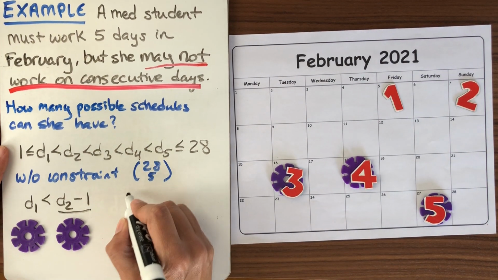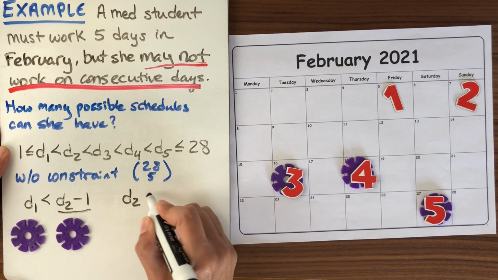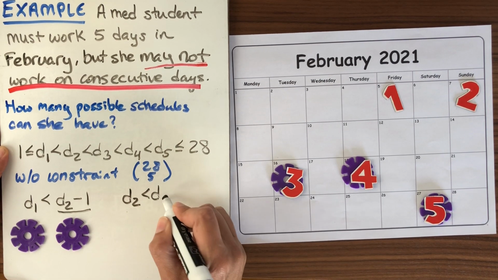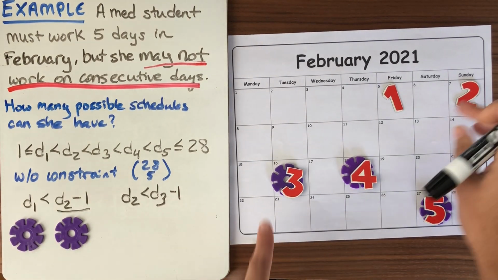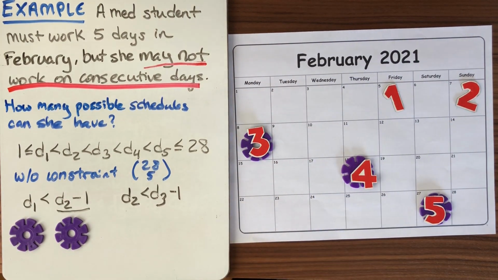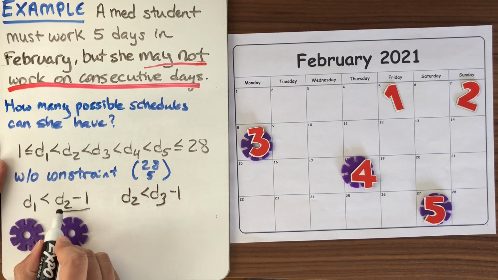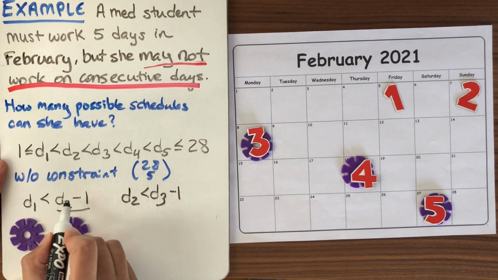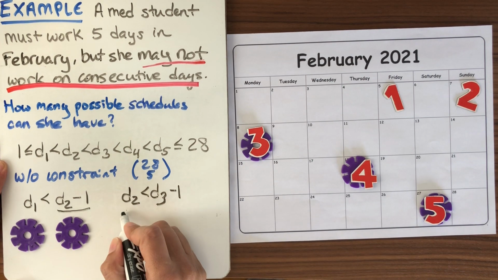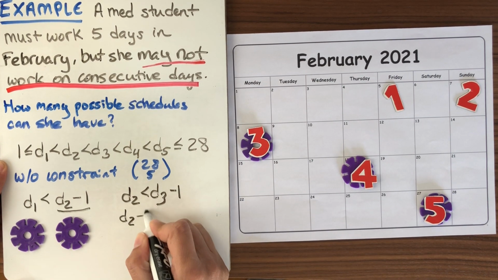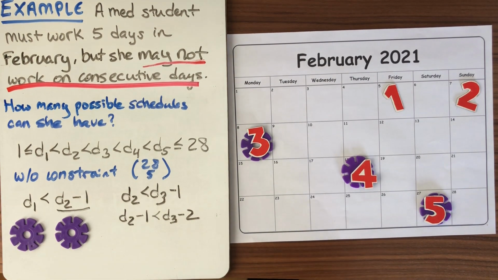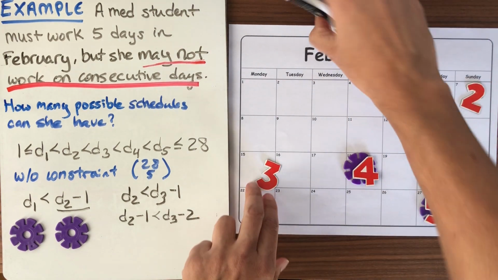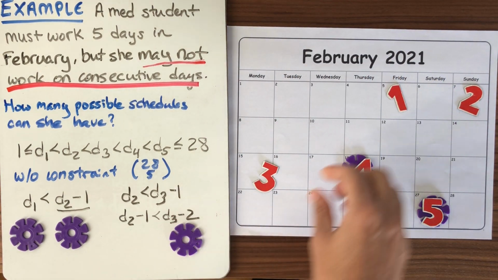And then what about the third day? Well, we know that D2 has to be less than D3 minus 1. The same logic. Once I pick day 2, I can't put day 3 here. But we want to compare it to where my purple token is. So purple token's at day 2 minus 1. Let's subtract 1 from this, and what do we get? We get D2 minus 1 is less than D3 minus 2. Okay, so now I'm going to think of my next purple token. My next purple token is D3 minus 2.